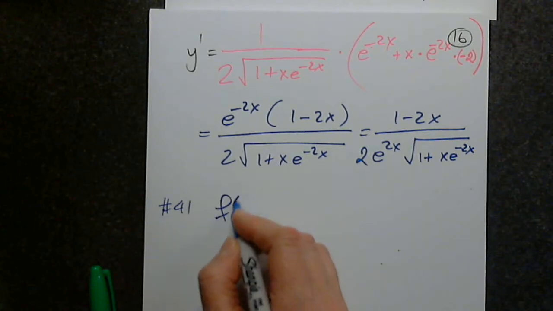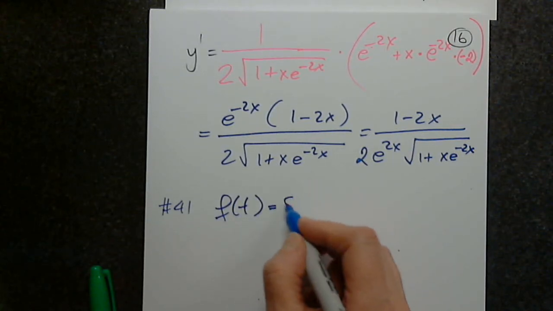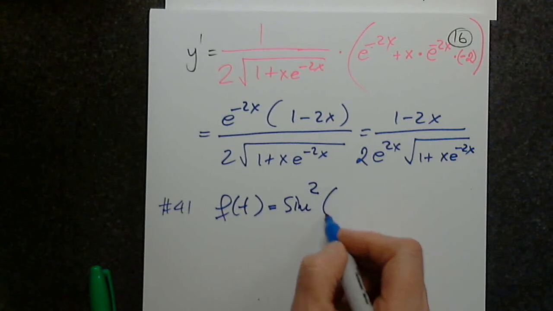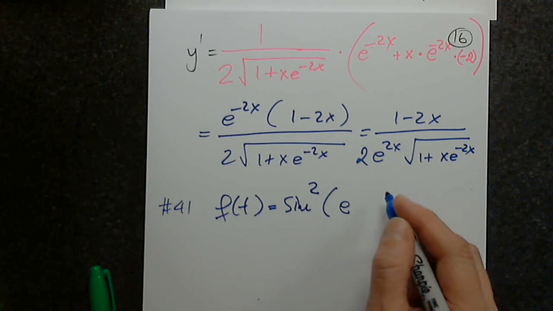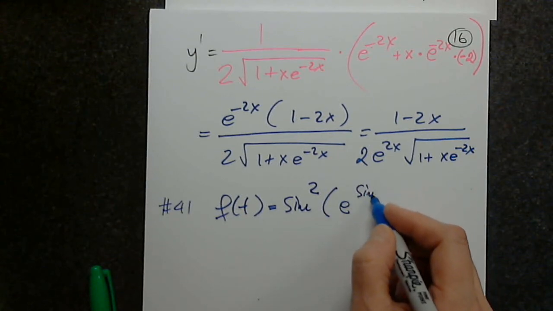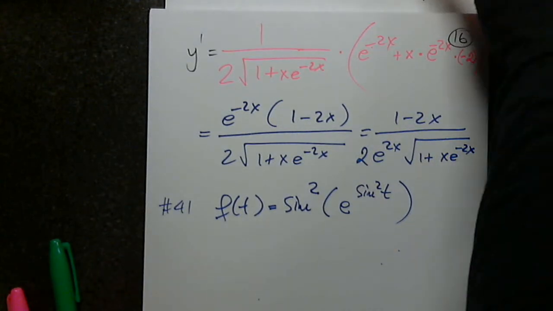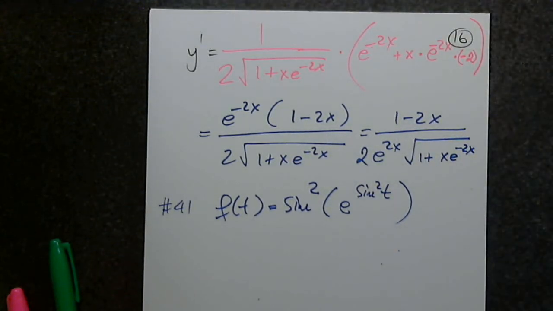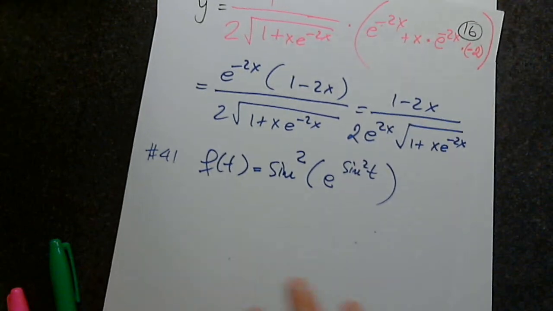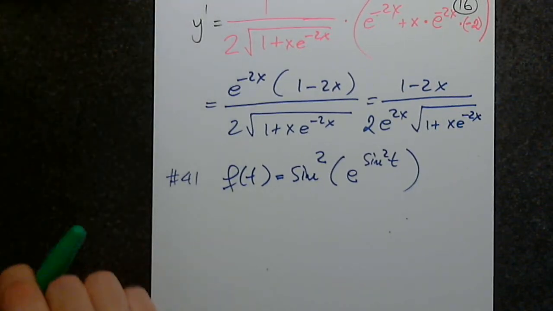41 that I promised, f of t equals sine squared of e raised to sine squared. Some of these are kind of weird. Not weird, but taken to extreme. We want to determine f prime.